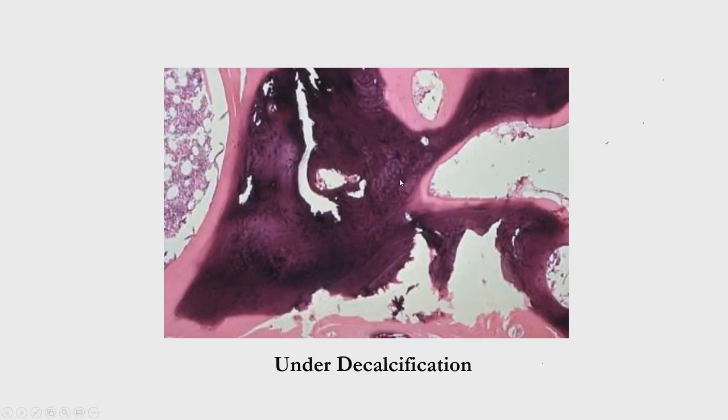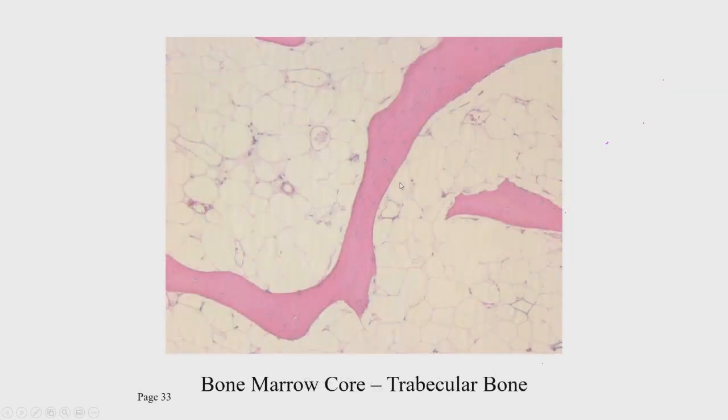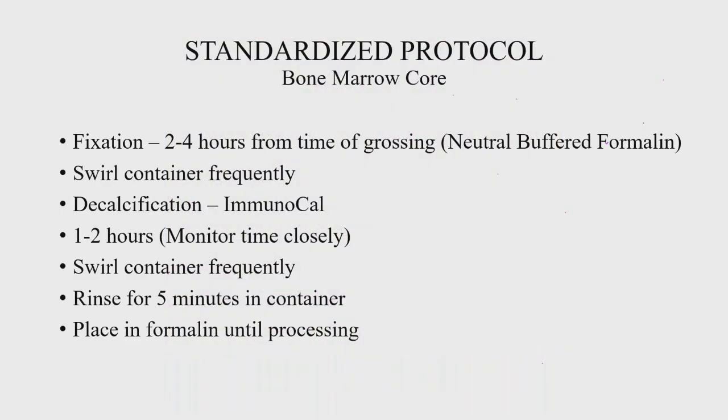So as I get to a close, I want to actually get to this point where I'm showing you this bone marrow core, this trabecular core. Once again, this slide you've seen a million times. So standard protocol, I'm going to give you this very quickly. Standard protocol for bone marrow, 2 to 4 hour fixation from time of grossing and formalin, and then continue to swirl the container when you put it into the decal solution.